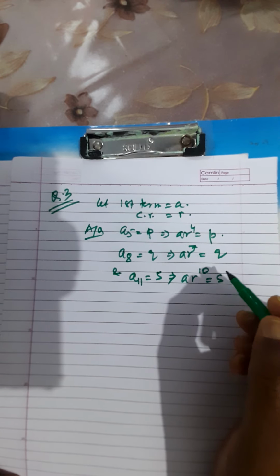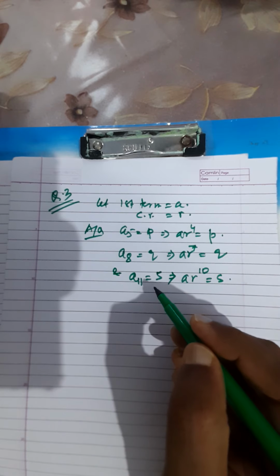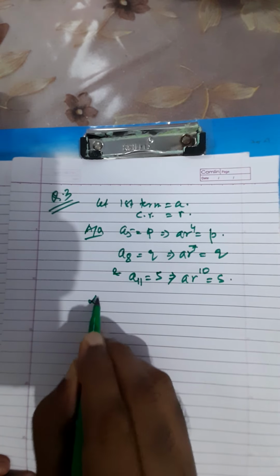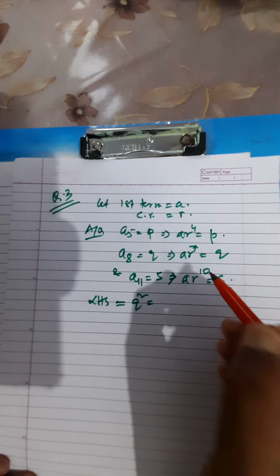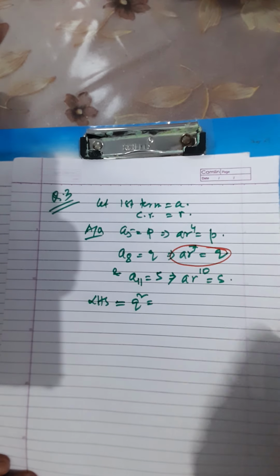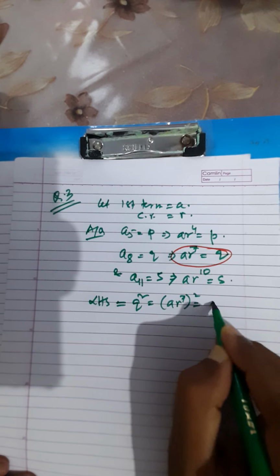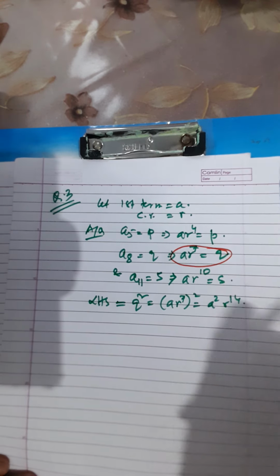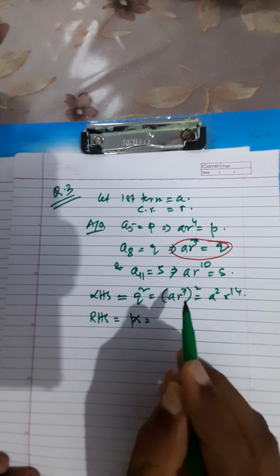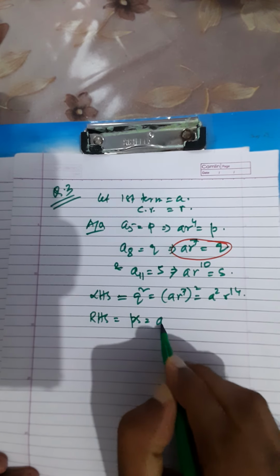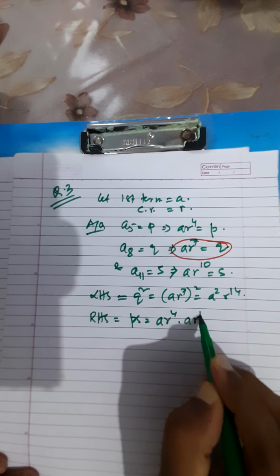Okay. What I need to show? Q square is equal to PS. So left hand side, Q square. What is the value of Q? Q is A r to the power 7. So A r to the power 7 whole square, that is A square r to the power 14. Right hand side, PS. What is the value of P? P is A r to the power 4 into S, which is A r to the power 10.